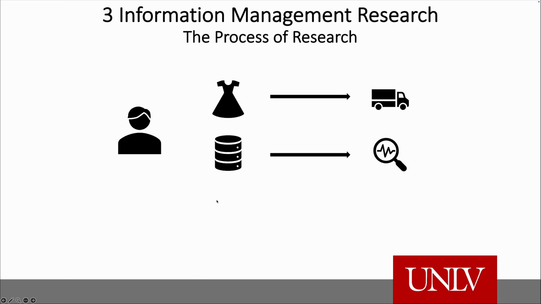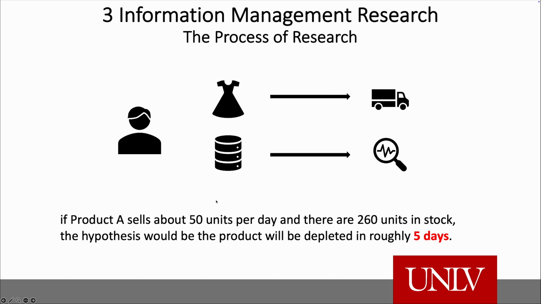For instance, if product A sells about 50 units per day and there are 260 units in stock, the hypothesis would be the product will be depleted in roughly 5 days. The key variables are then identified and measured using real data: daily sales volume, inventory levels, supplier lead time, and so on. After collecting the data, analysis and visualization reveal patterns and validate or adjust assumptions. A predictive model can then determine the best reorder point.